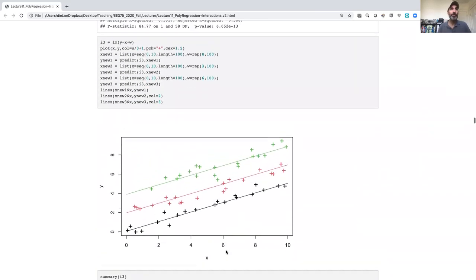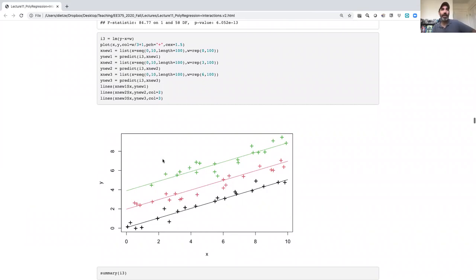And I'll just come back before wrapping this initial video up to show a little about how I produced this plot with three different lines. I actually called predict three different times, and each time I gave it a different scenario. In all three scenarios, X varied between 0 and 10, but I set W to be either 0, 3, or 6. I had to set the length of both X and W the same, so even though W only took on a single value, I needed to make it the same length as X. Then I just called predict three times and added the line three times.